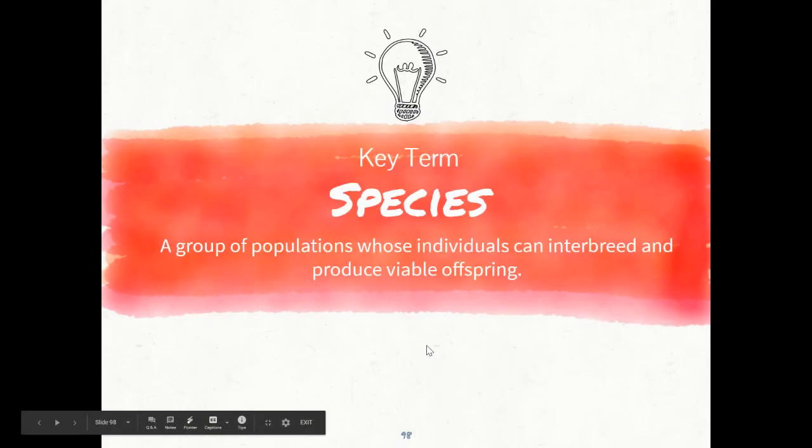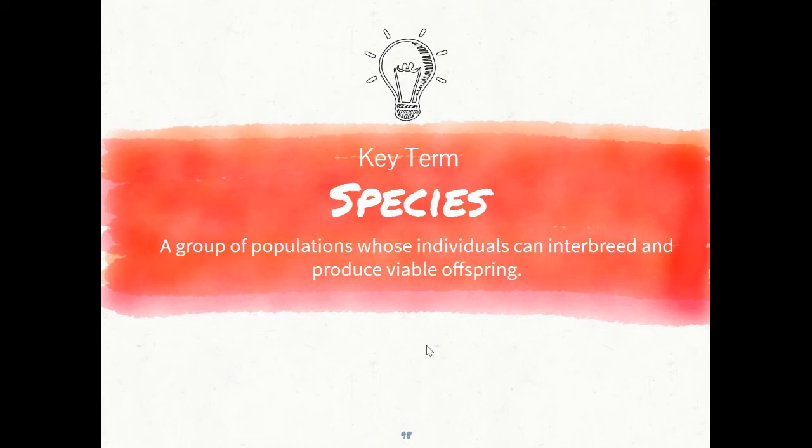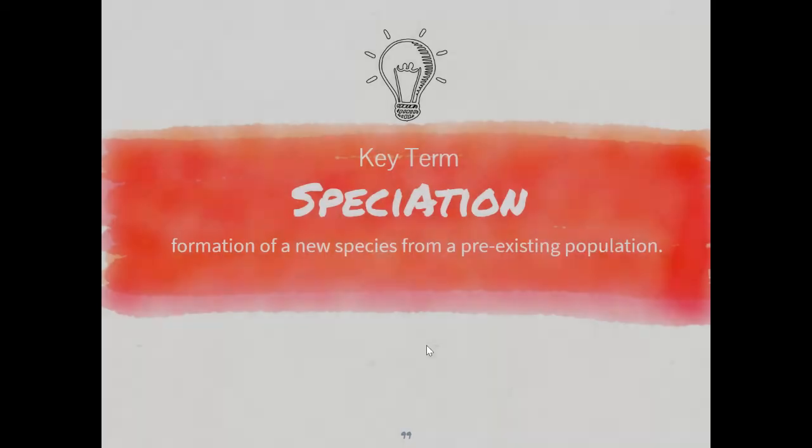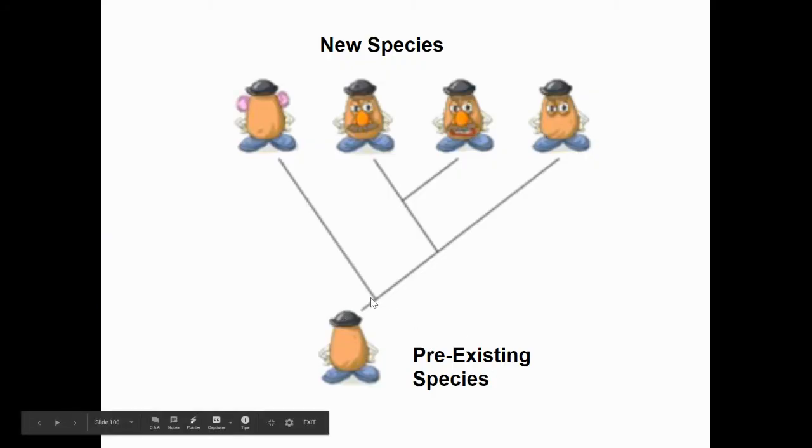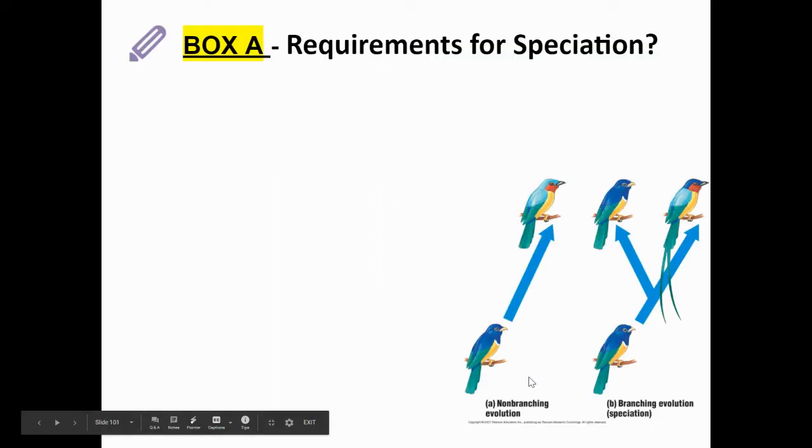Okay, doodle sheet part 2, speciation. We only have a couple slides left, guys. Okay, so species, a group of populations whose individuals can interbreed and produce viable offspring. Speciation, formation of a new species from a pre-existing population. So we have a pre-existing population that slowly the traits change over time until we have a new species.